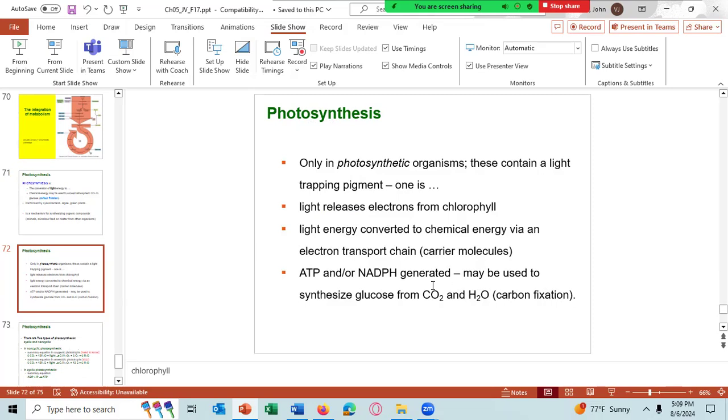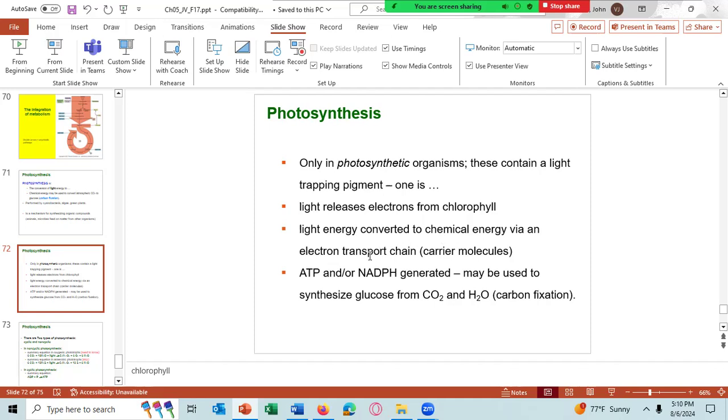So photosynthesis only occurs in photosynthetic organisms. These organisms contain a light-trapping pigment. One of them is probably known to you, chlorophyll, the green pigment in plants, which make green plants green. Light actually releases an electron from chlorophyll, and then that electron is used to make chemical energy, which will be made into either ATP or glucose. And the light energy is ultimately converted into chemical energy, either ATP or glucose.